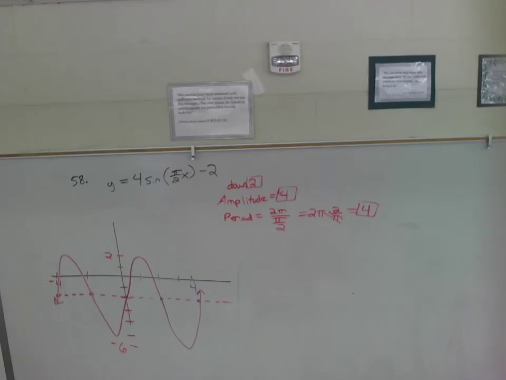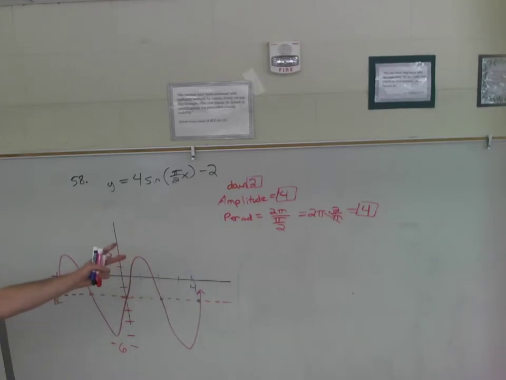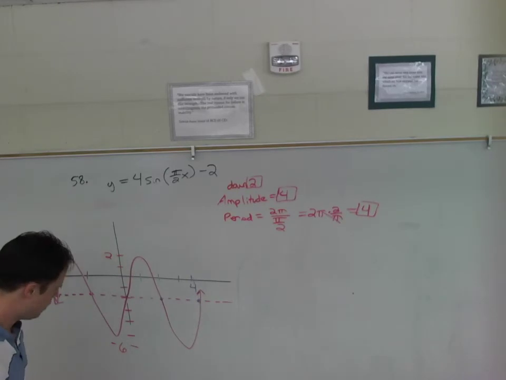Okay? What would the range of this wave be? The domain, of course, of all sine and cosine waves, no matter what they are, is infinite. The range depends on the amplitude and stuff, though, right? What's the range? -6 to 2. Okay? Alright.